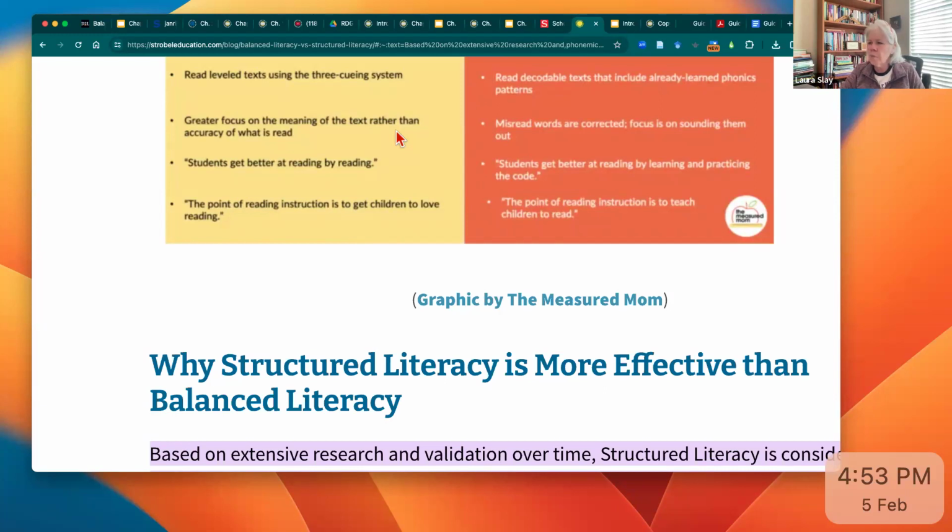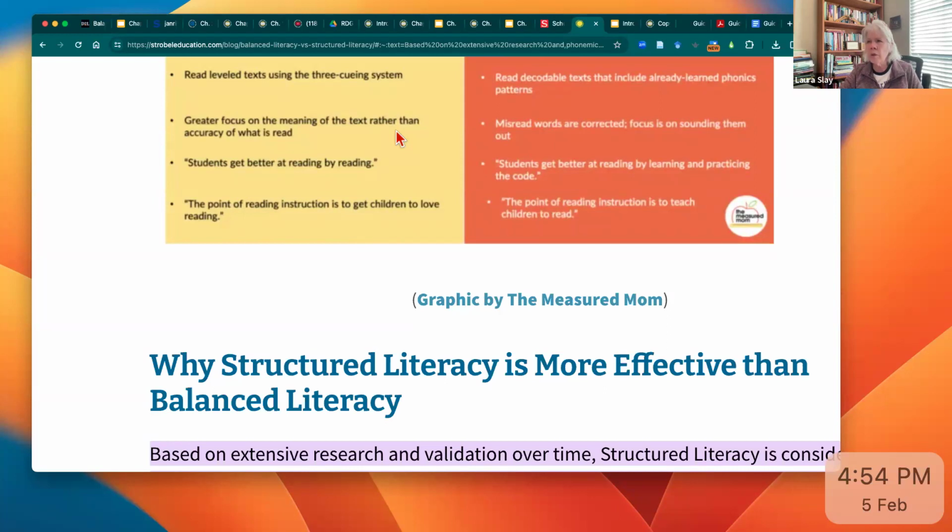There's a greater focus on meaning of the text rather than the accuracy of what is read. I would say balanced reading is very much focused on meaning because we read for meaning. And I have said that many, many times in all the courses I teach. Absolutely, we read for meaning. We don't read to be able to just call words.